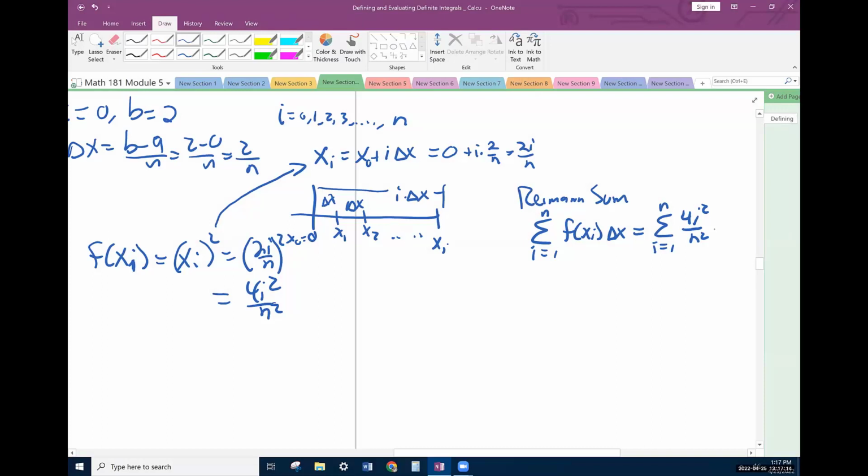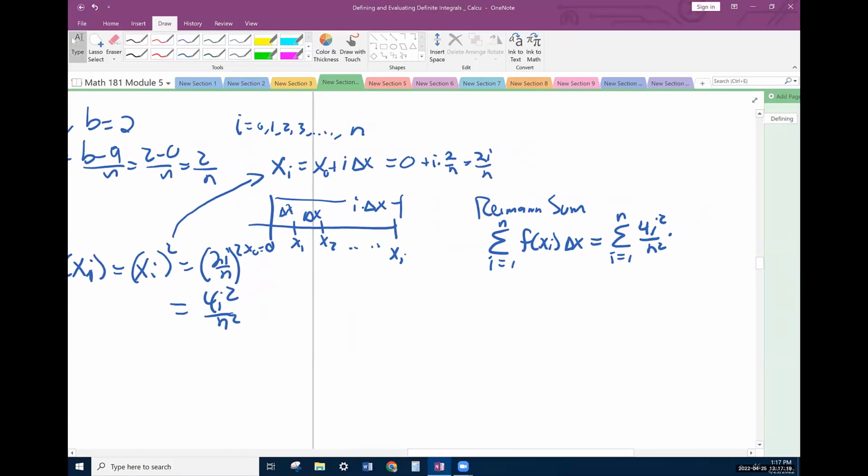4i squared over n squared. And what's our delta x? It's just 2 over n, right? You're right. Okay, that's a big step. We set up our summation. Now, how do we deal with the summation?